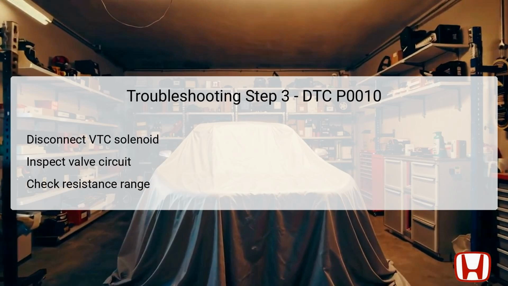For the third step in troubleshooting, the VTC oil control solenoid valve A must be disconnected. This allows you to safely inspect the internal circuit of the valve. You'll want to measure the resistance across the solenoid's terminals. The normal resistance should fall between 7.14 and 7.90 ohms at room temperature. If the measurement falls outside this range, it directly indicates that the VTC oil control solenoid valve A is malfunctioning.